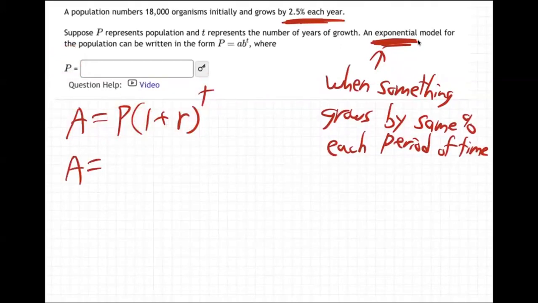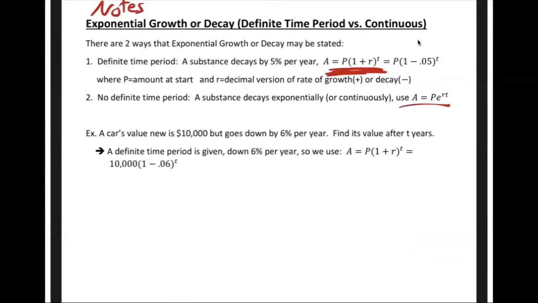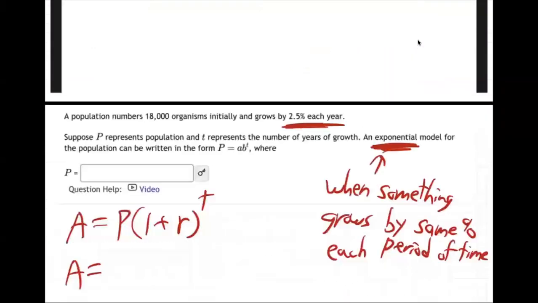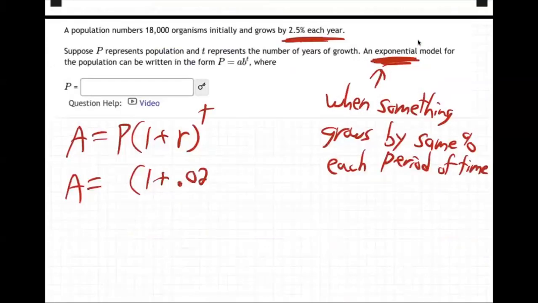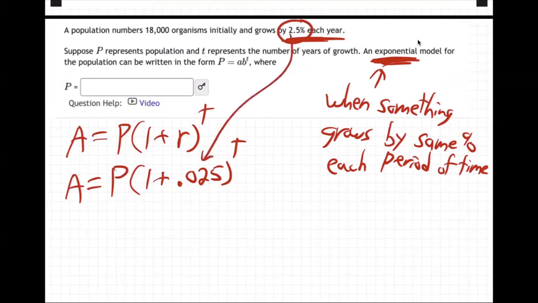Okay. And then how do we know what's going to go in? Well, as it says right here, see how the 5% became 0.05, and it was minus in this case because it was decay in this example, right? It said decays. But if you have growth, like our example, growth is plus. So in other words, I'm going to go 1 plus 0.025. Do you see that? Because I took the 2.5% and I made it a decimal, 0.025.